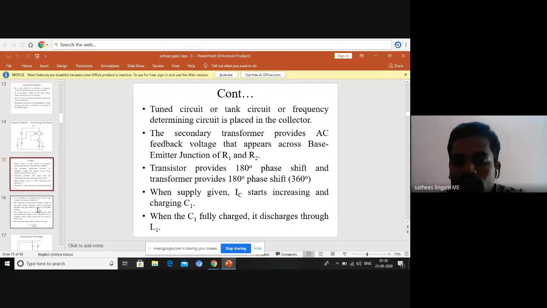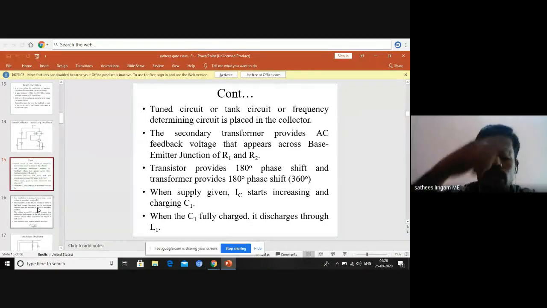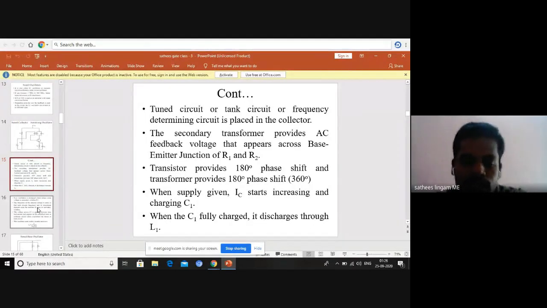When C1 is fully charged, it discharges through the L1. So again, the process is repeating like the previous one. Like I said previously, that is charging and discharging, charging and discharging. Likewise, the process is happening.